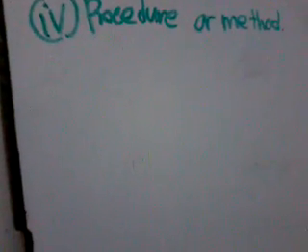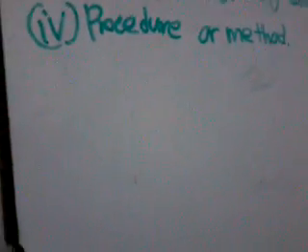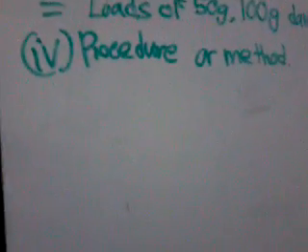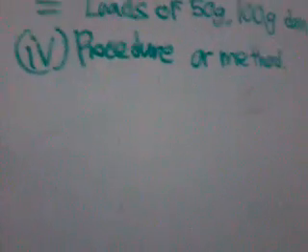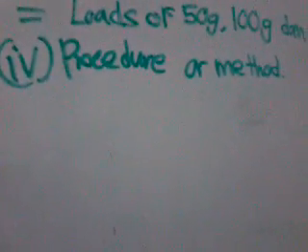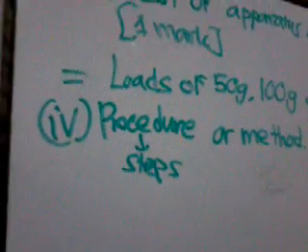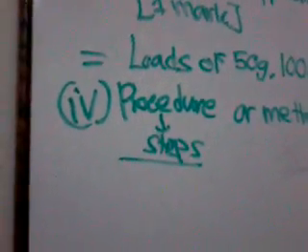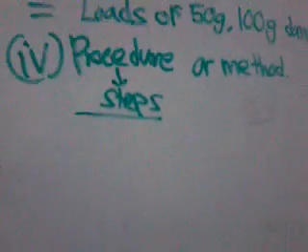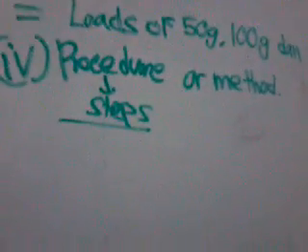Fourth, procedure or method. Okay, how to answer procedure or method? Before you answer the procedure or method, you need to look at the diagram first. So what does the diagram show? You need to write it as steps. You need to remember procedure means steps. I have explained in the previous video what procedure means. So it means steps. Okay, you need to look at the diagram first, then you can answer.